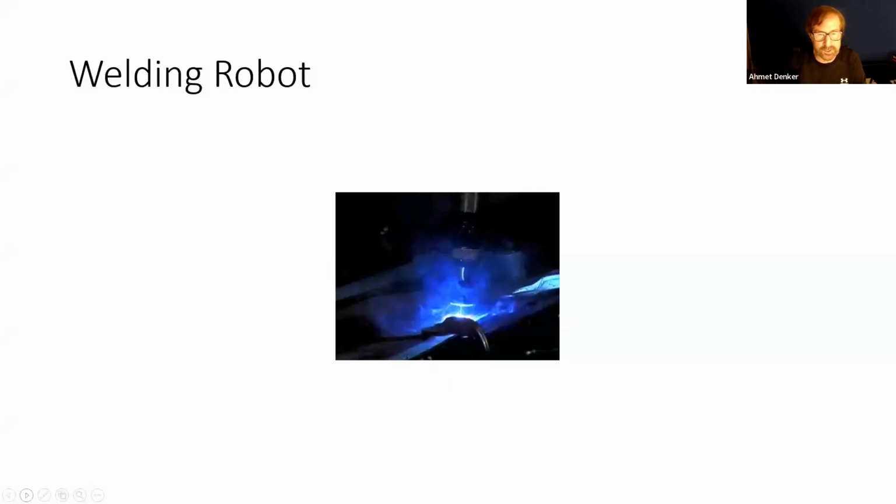Okay, an articulated robot is used in welding, spray painting, basically, in the automotive industry. It's a very skillful robot.